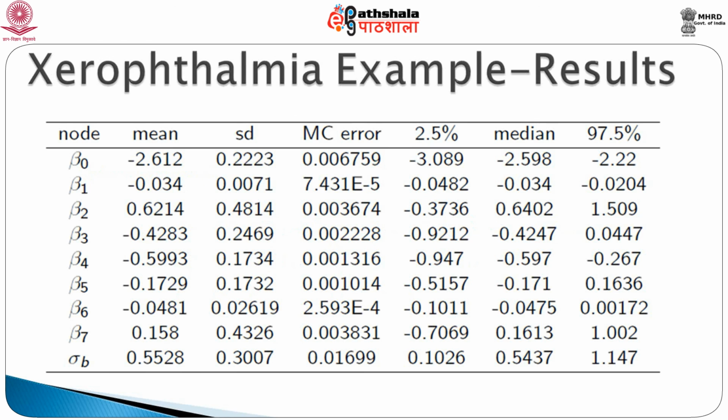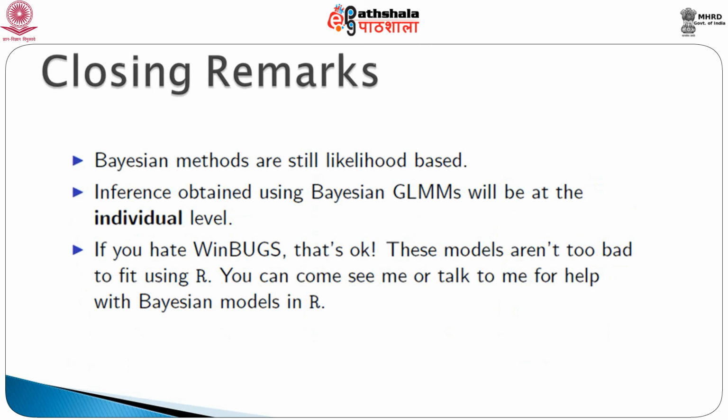Then with this we use the Bayesian methodology, and the inference obtained using the Bayesian GLMM will be at the individual level, because for every individual i, we are able to determine that. You know that when you consider the posterior density of bi given all other parameters, or bi given the data and the known parameters, then it's basically the inference at the individual ith level.